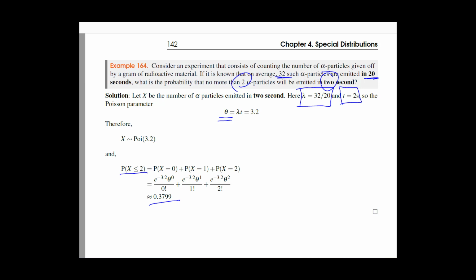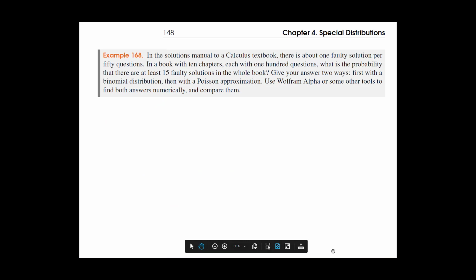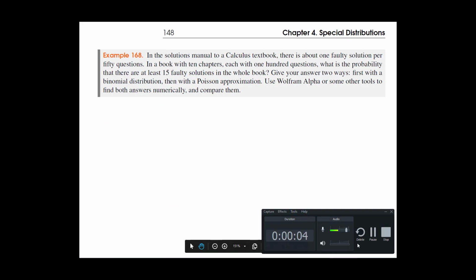Okay, so this is a simple example just to show how to compute probabilities. And in general, they're going to give you the rate, lambda. And then all you have to do is compute the parameter theta just by multiplying the two. Okay, let's do this example. Please take a minute to read.